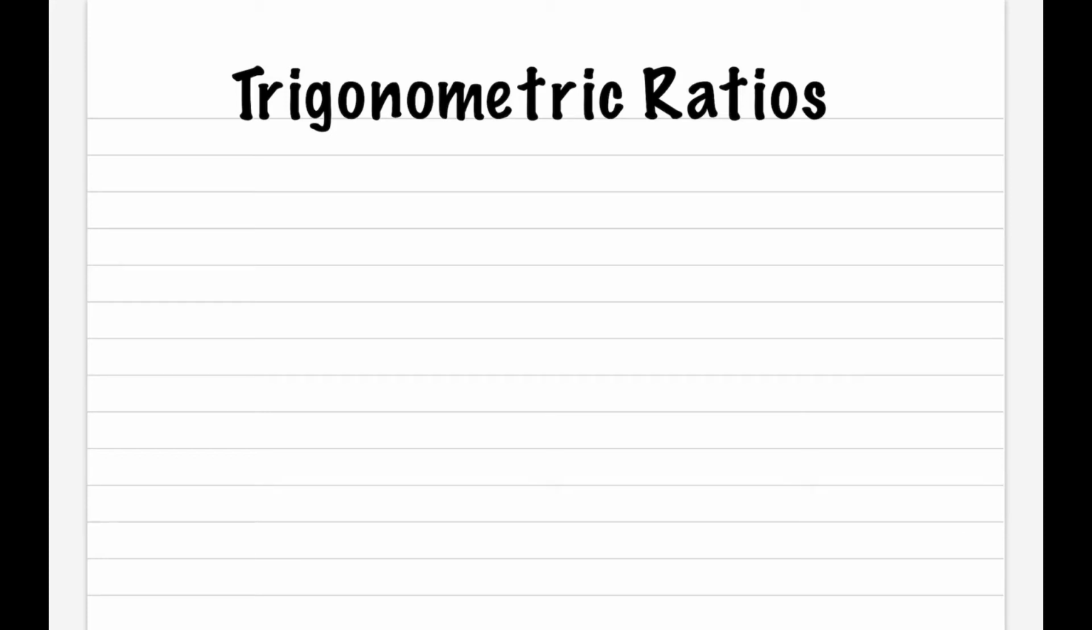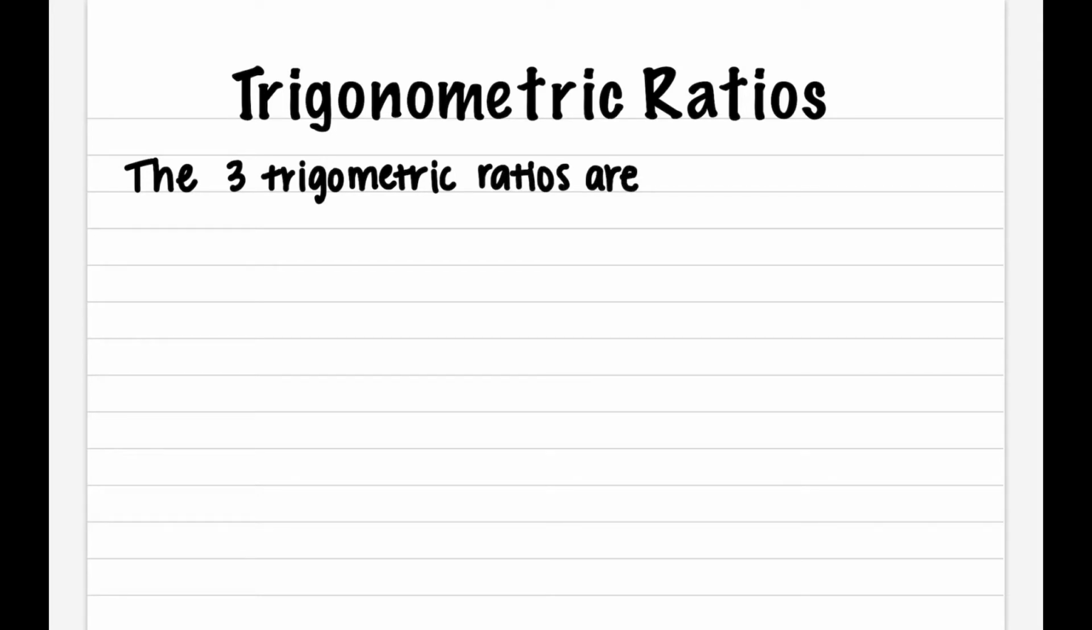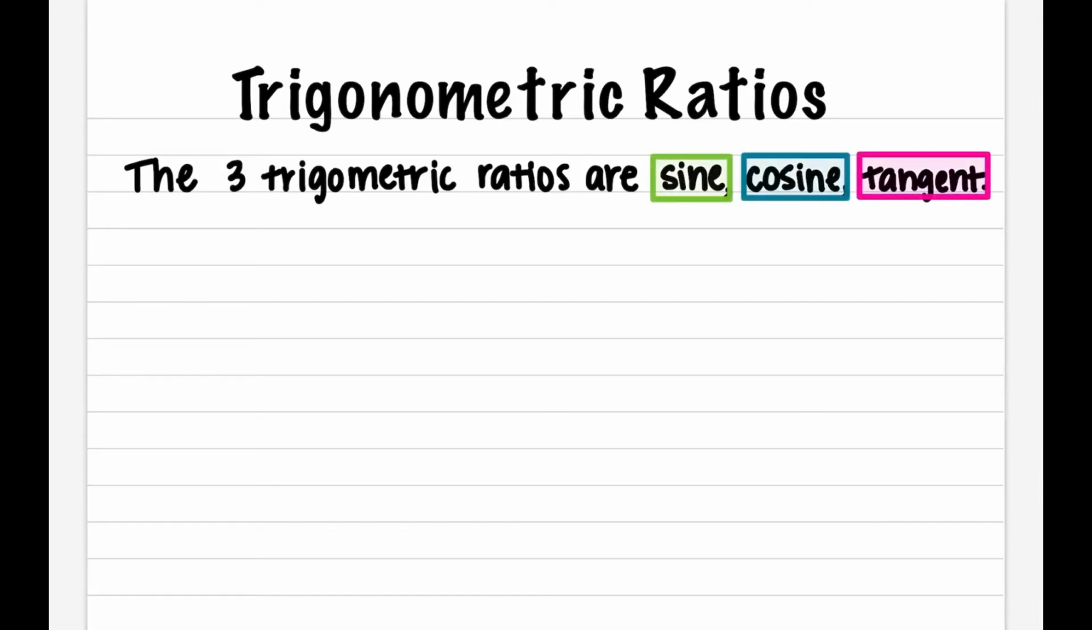So first I want to talk about the three trigonometric ratios. The first trigonometric ratio is sine, S-I-N-E. The second is cosine. And the third is tangent. All right, starting with sine.